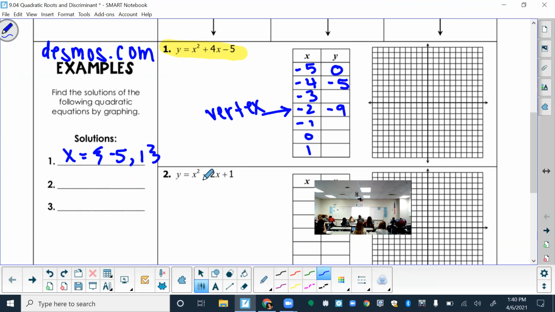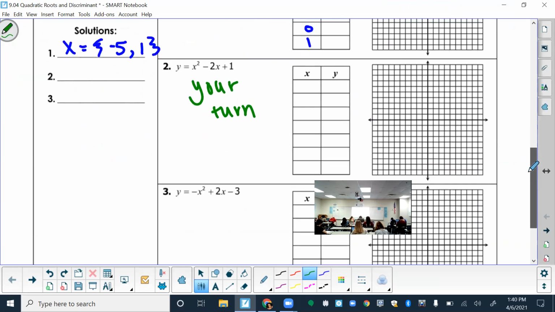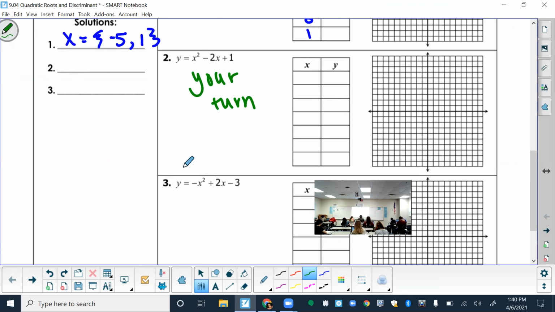All right, so take 30 seconds and graph number 2 and 3 using Desmos. So graph number 2 and number 3 using Desmos. And identify your solutions and write them in that spot. All right, so I'll let you try that for a little bit, and then we'll go over them shortly.